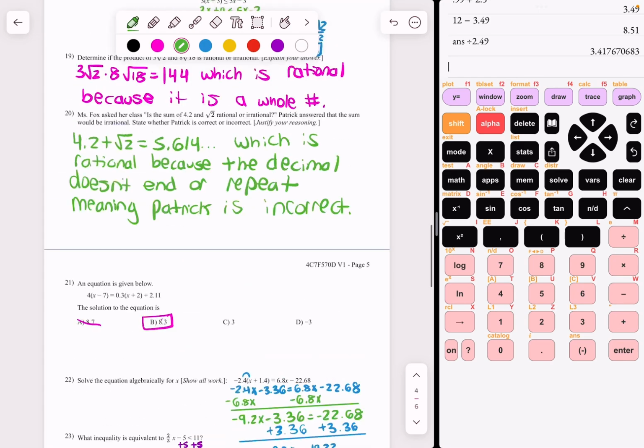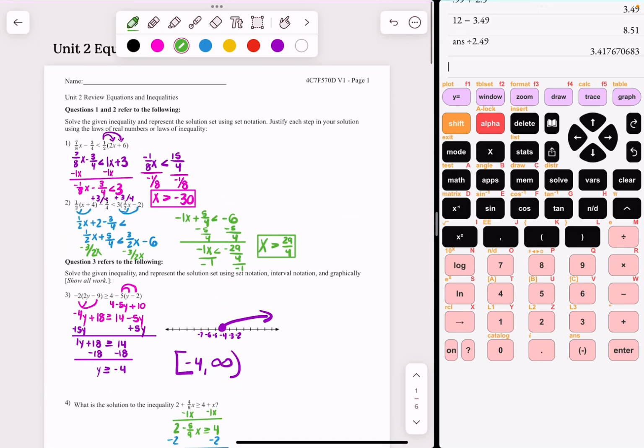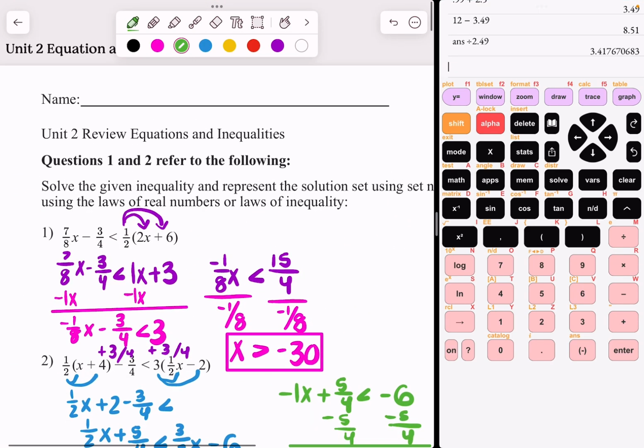And this sums up our lesson on Unit 2, Equations and Inequalities Review. Remember that we could end up having stuff that comes back from Unit 1, like rational and irrational and the product of a binomial times a trinomial.